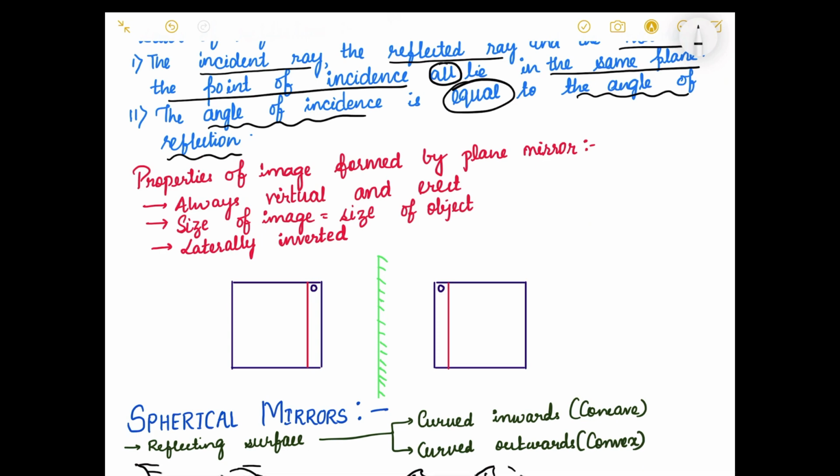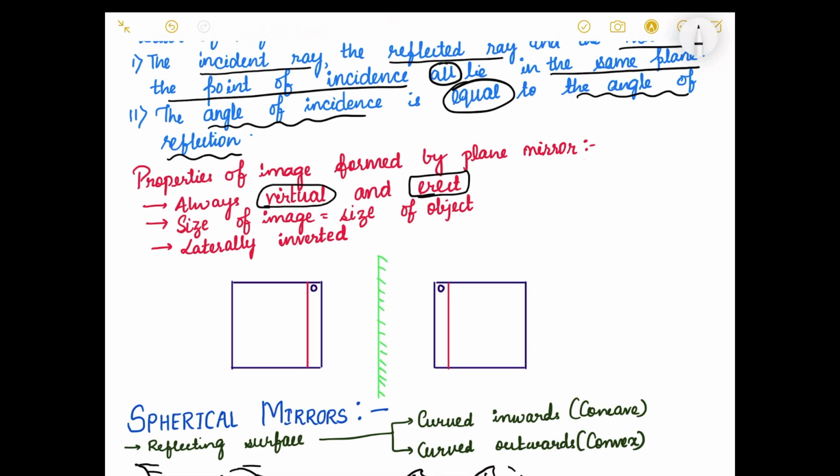Now the image of an object is always erect in a plane mirror, that is, the image is always upright. It is a common experience that whenever we see our images in the plane mirror, we always appear to be upright. We do not get an image which is inverted. So the image formed by a plane mirror is always erect, and the image is also virtual.